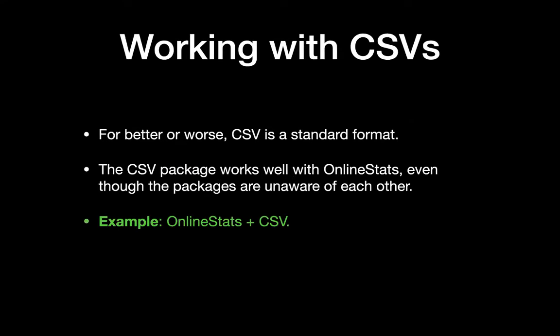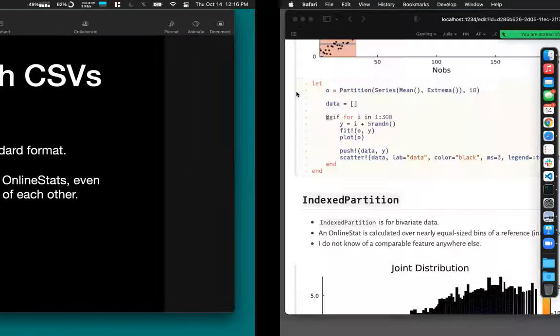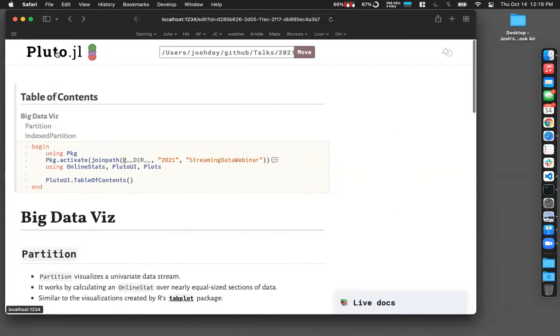All right, so let's work with some CSVs here. For better or worse, CSV is a standard format. It's not the most space efficient format that we could come up with, but it just kind of exists everywhere because it's easy to produce. So let's take a look at how OnlineStats and CSV can work together here. And we'll go back to Pluto.